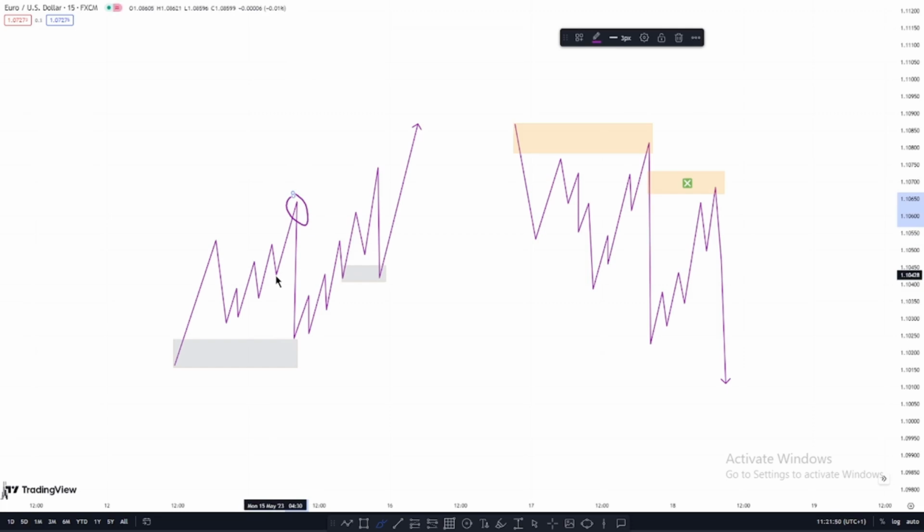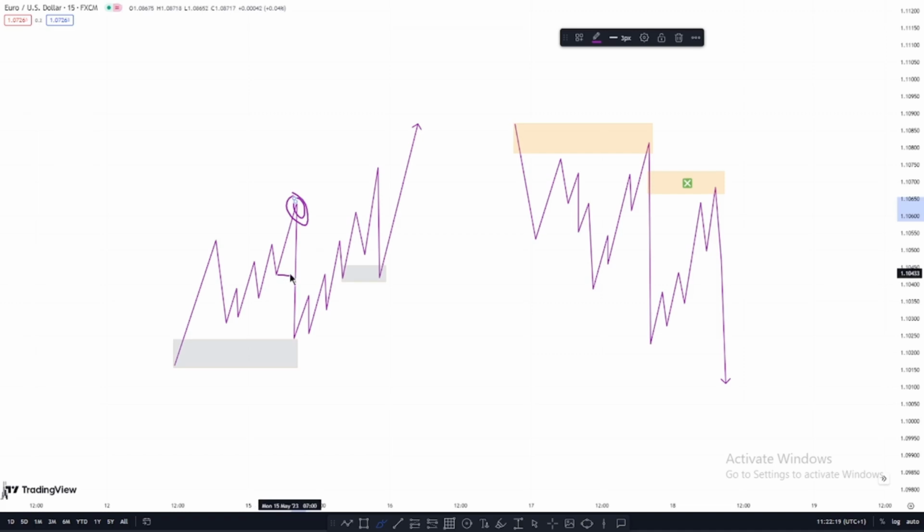And I told you the first internal structure low is here. This is your first internal structure low. Price has to take it out for this high to be confirmed as a valid high. I want you to understand that. Okay, that is in an uptrend. It has to take out the first internal structure low. Now, this first internal structure low is what is known as inducement.